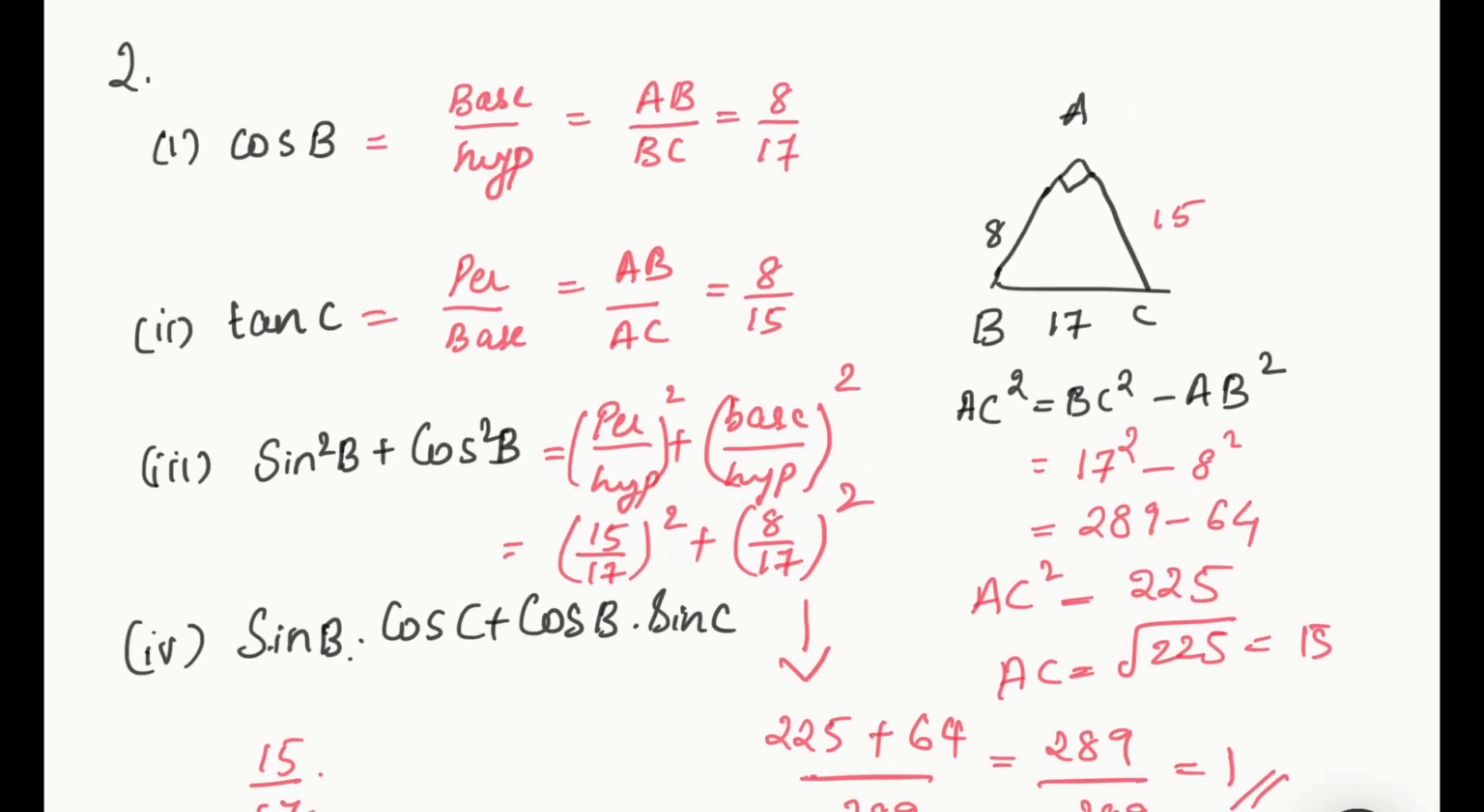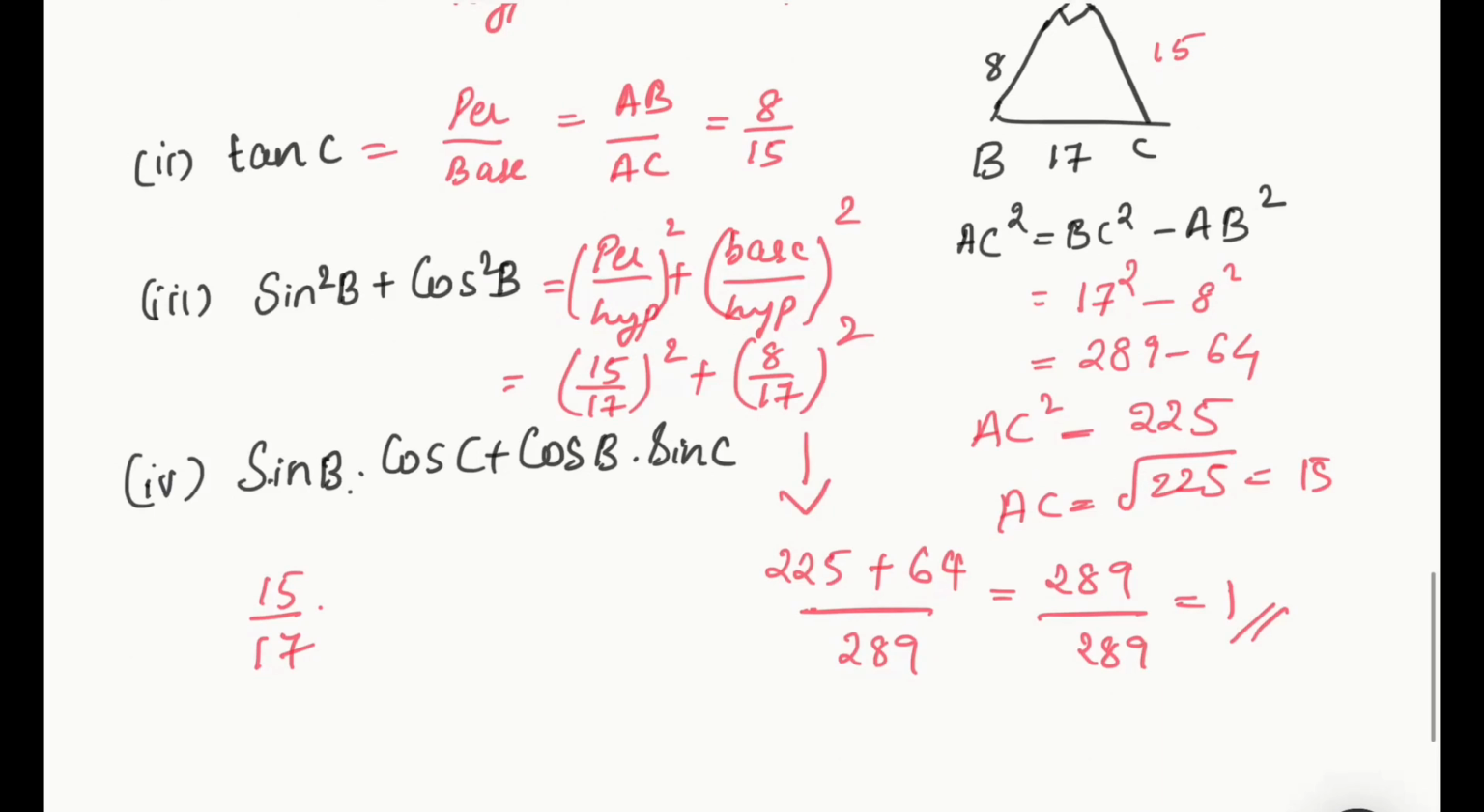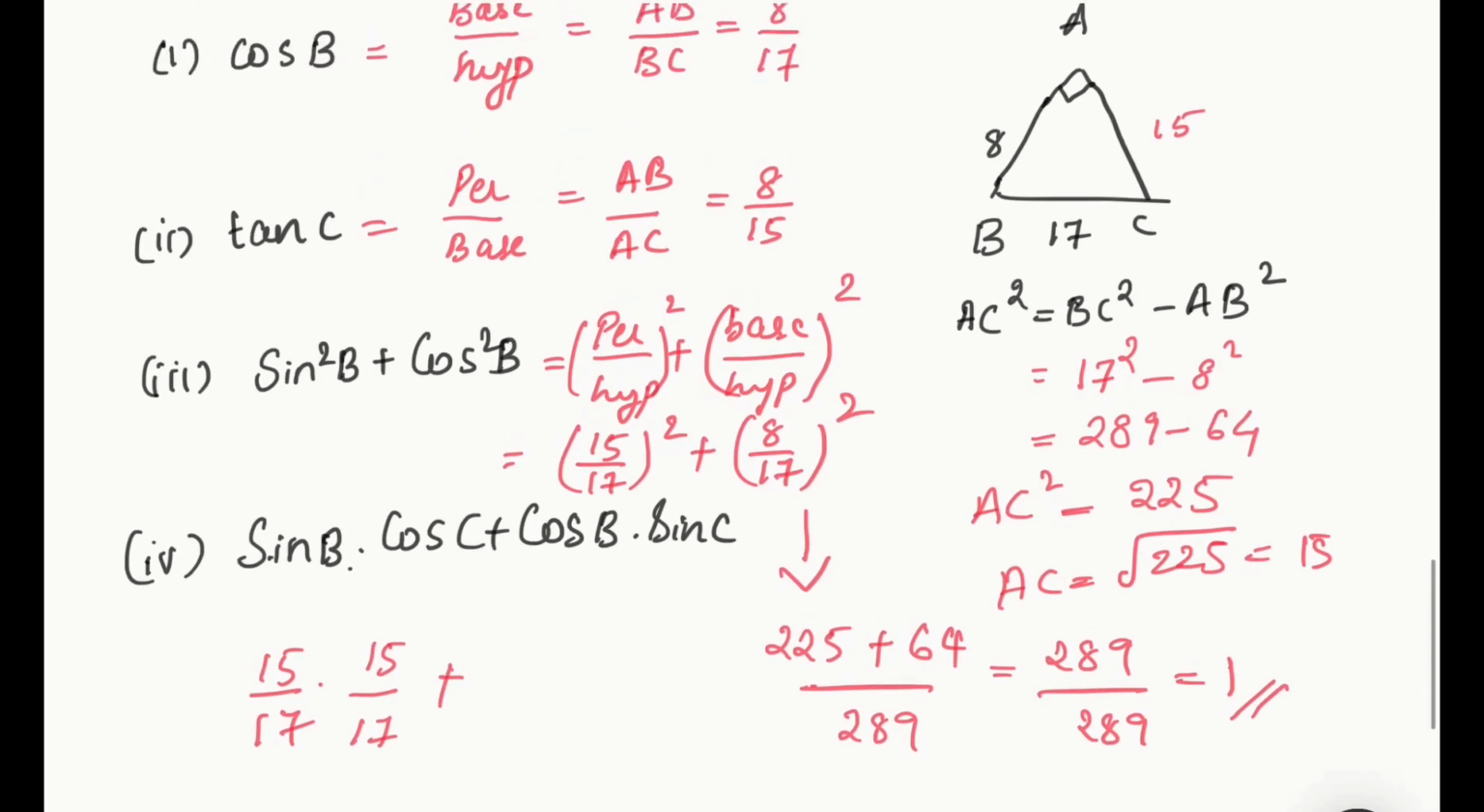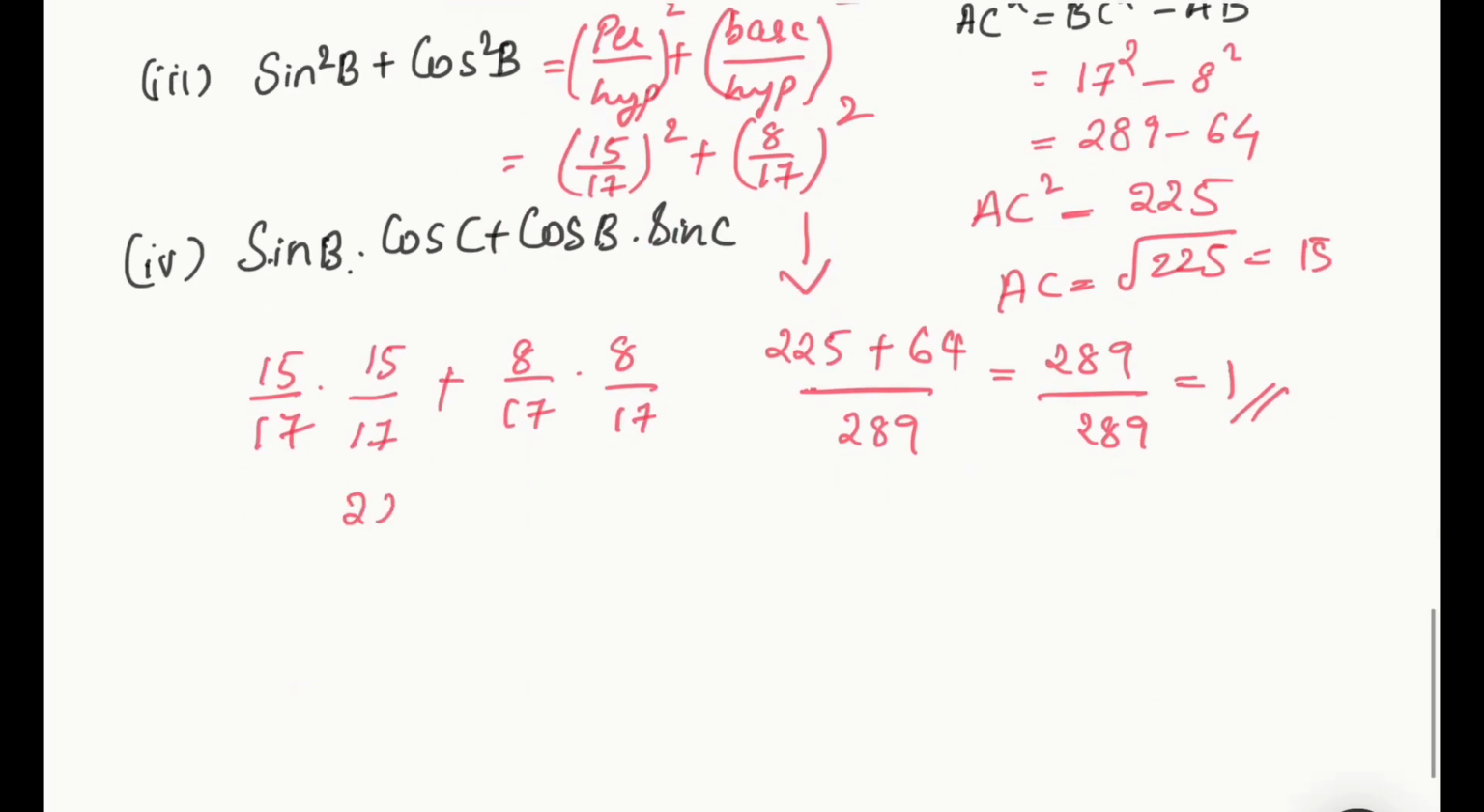Sin B we already found, it's 15 by 17. Let me do directly now. Cos C, that is base by hypotenuse, is 15 by 17, plus cos B. Cos B, again base by hypotenuse, 8 by 17. Sin C is again perpendicular by hypotenuse, that is 8 by 17. Again you are getting it as 225 plus 64 by 289. That's equal to 289 by 289, that's equal to 1. So hope it's clear to all.